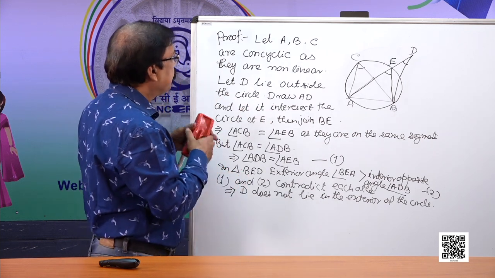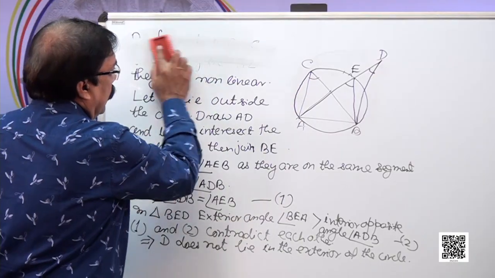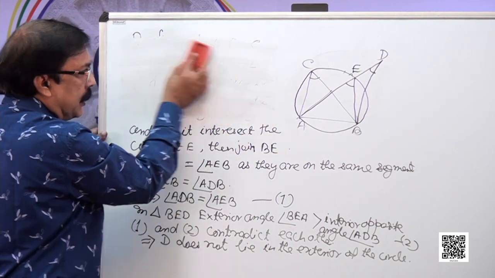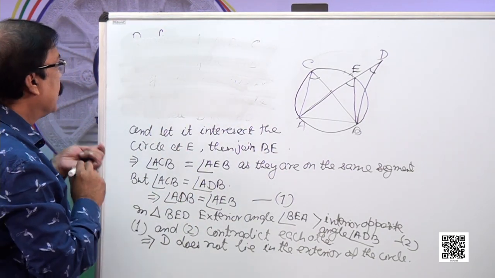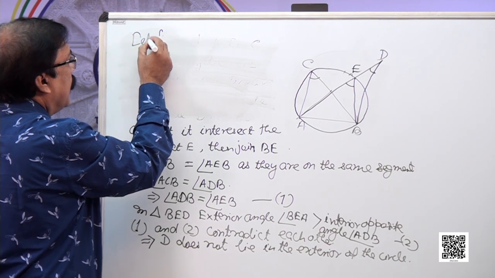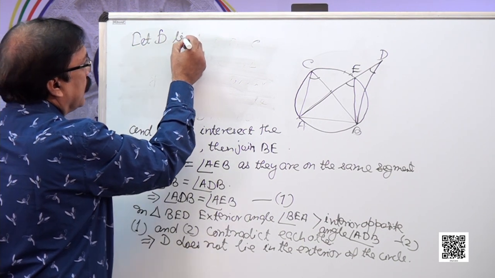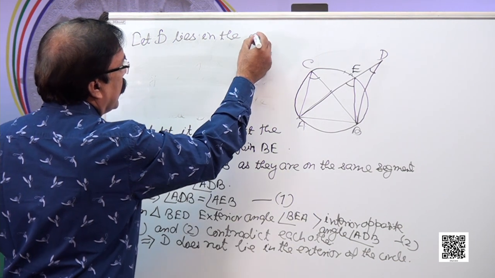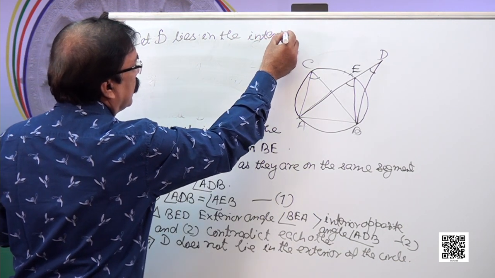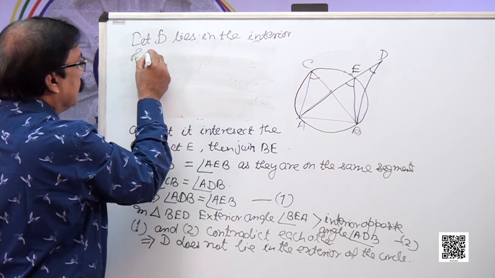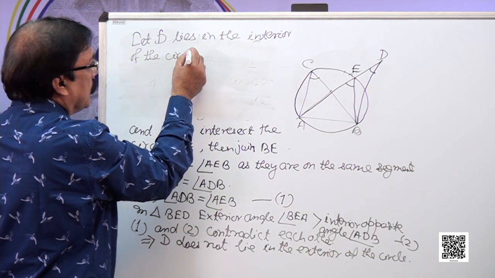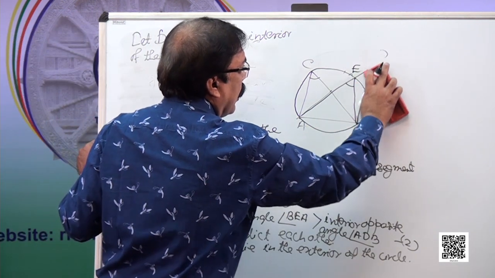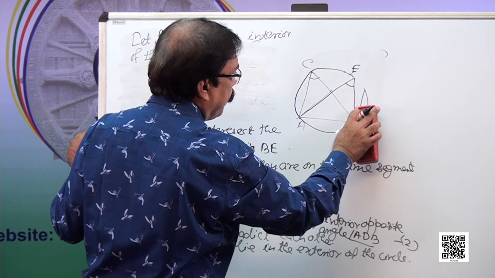Now let's see the second condition, that let D lie inside the circle. Let D lie in the interior of the circle. If this is the case, let's see what will be our figure. The figure is like this.